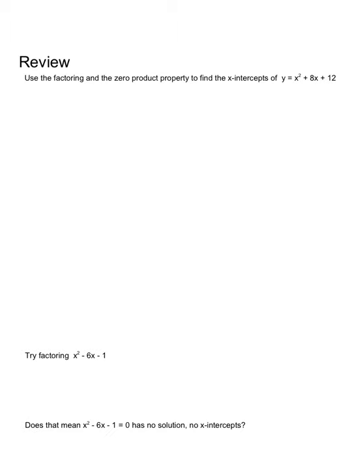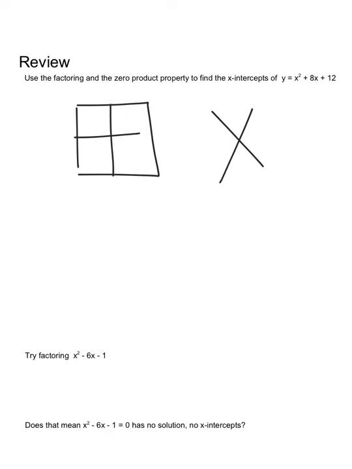So we're going to start the day with review. Use factoring and the zero product property to find the x-intercepts of x squared plus 8x plus 12. As a reminder, you're going to be doing the rectangle and diamond problem. We're putting in the x squared and the 12.